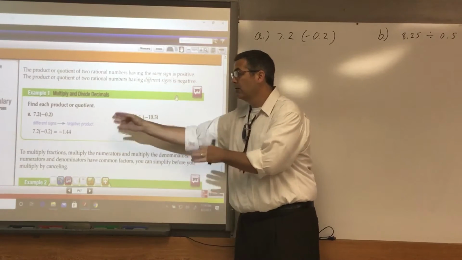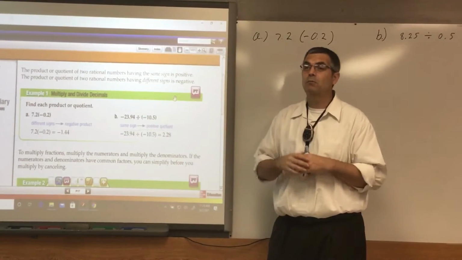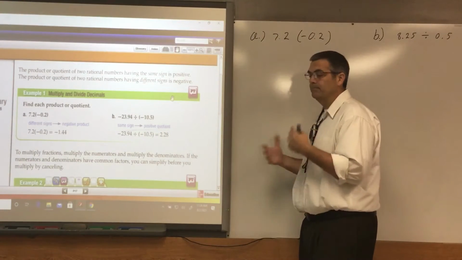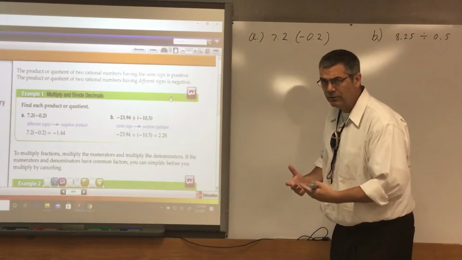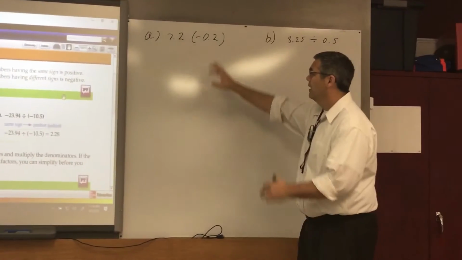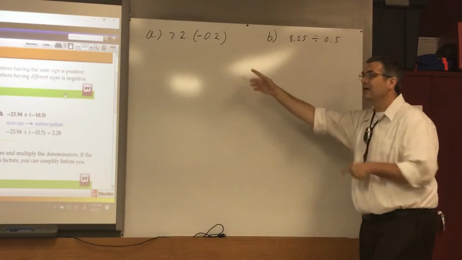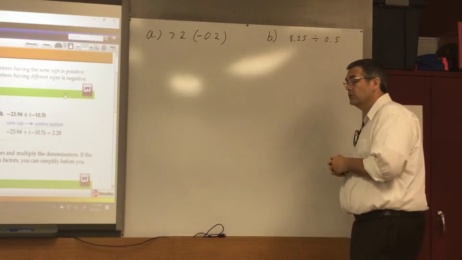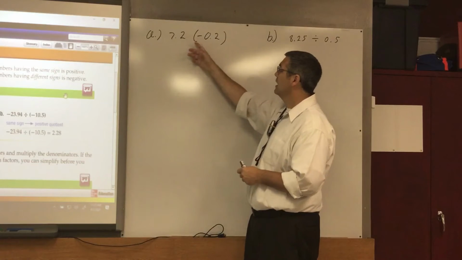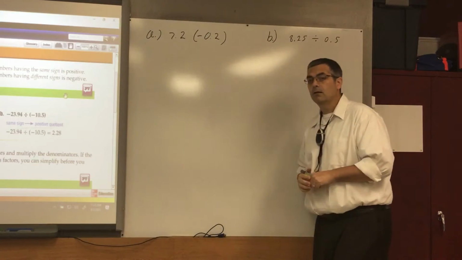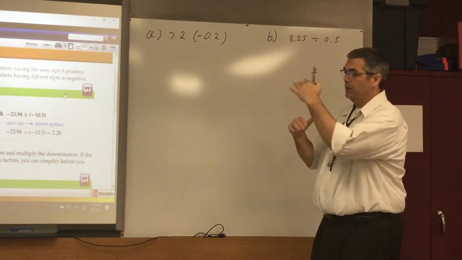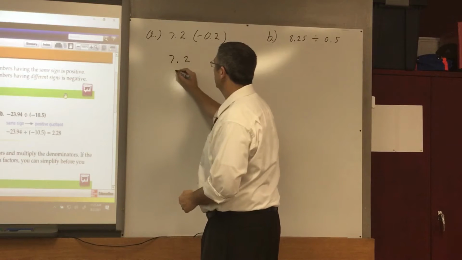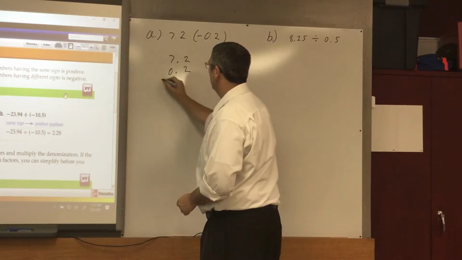Okay, I'm going to show you the algorithm for how I actually do this multiplication and division because I want to remind you of how to do it. We've probably been using calculators for a little while now and we may have forgotten how to do these algorithms. So I've got this problem up here, 7.2, and notice that I use the same problem because it's a good one to show this. We've got 7.2 times negative 0.2. All we're going to do is set one up over the other, right? So 7.2 times 0.2.